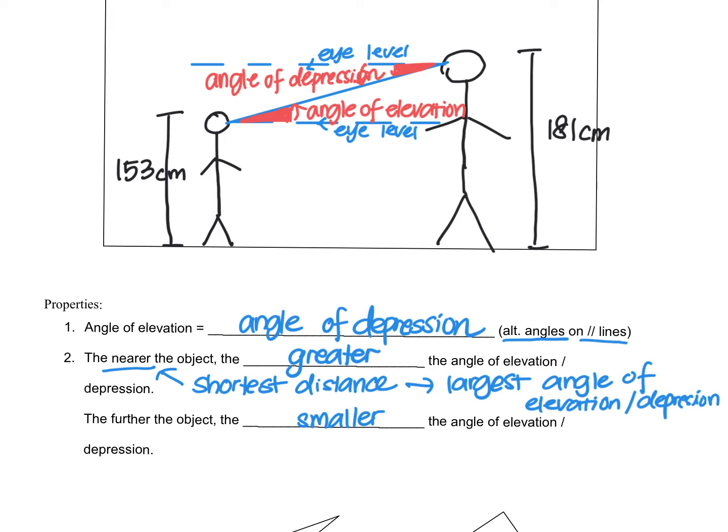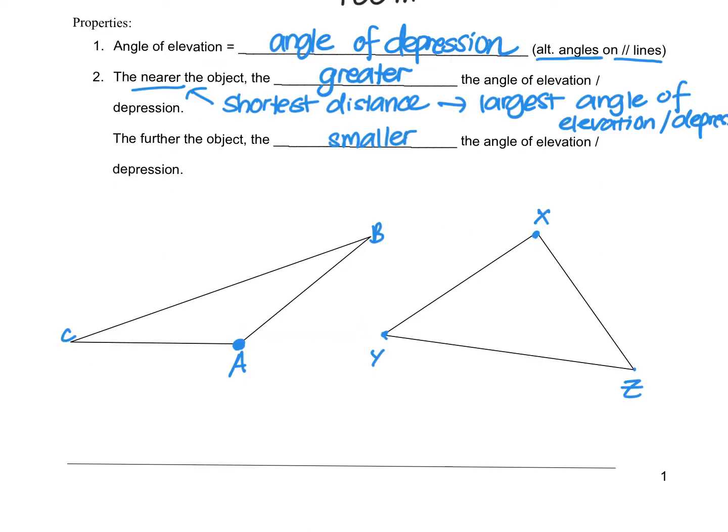Is this okay so far? As you can see, we already understand that if I have the shortest distance, I will get the largest angle of elevation or depression, right? Now, at the bottom, these few dots, can you just label the dots?